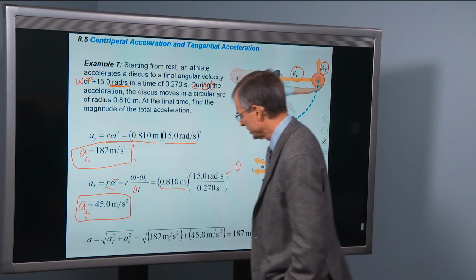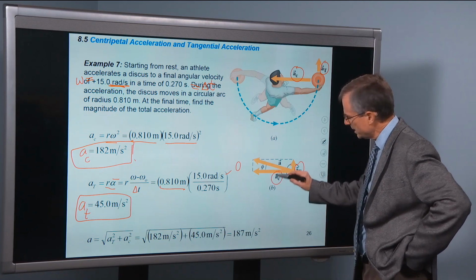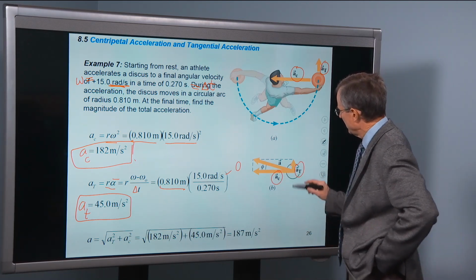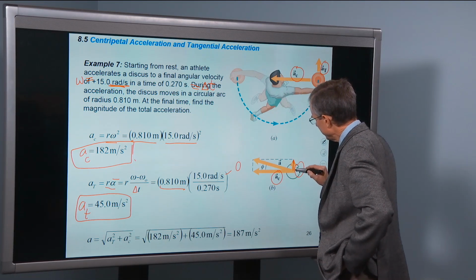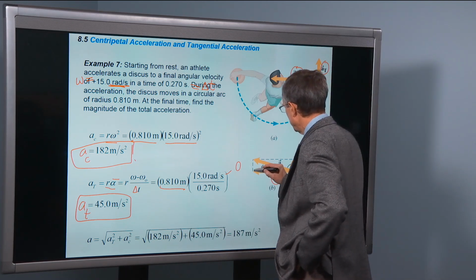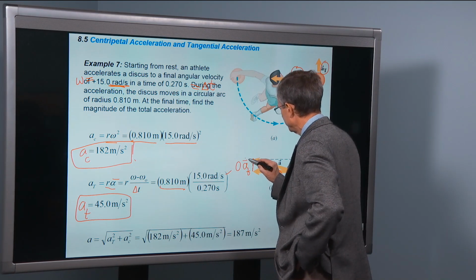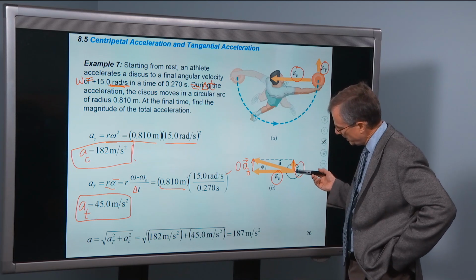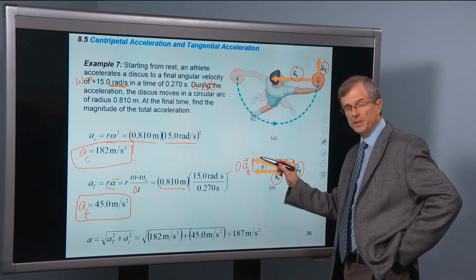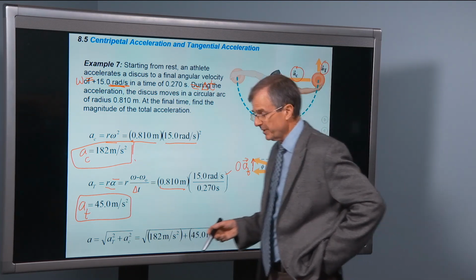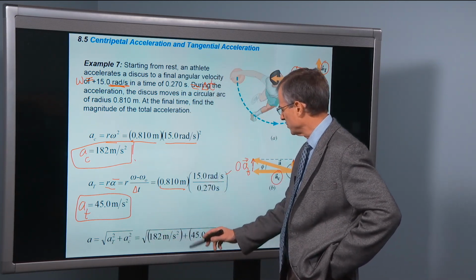And now to find the total acceleration, we have two components, a tangential component and a centripetal component. We can make a triangle. And this tangential component looks like that over here, but if I move it to the other end of that triangle, then I have a right triangle with two legs, AC and AT. And the total acceleration will be the hypotenuse. So we can just appeal to our Greek friend, Pythagoras, and take the square root of the sum of the squares to find the total acceleration.